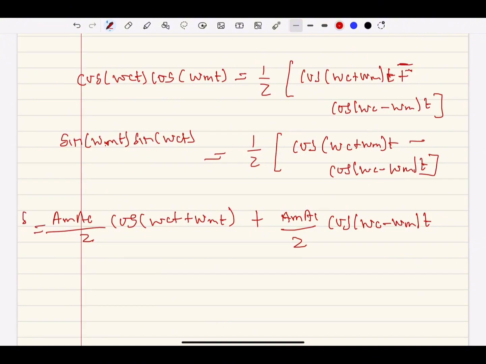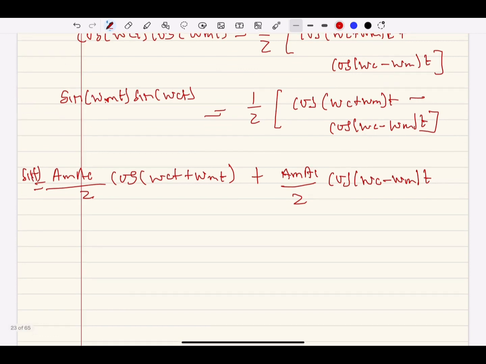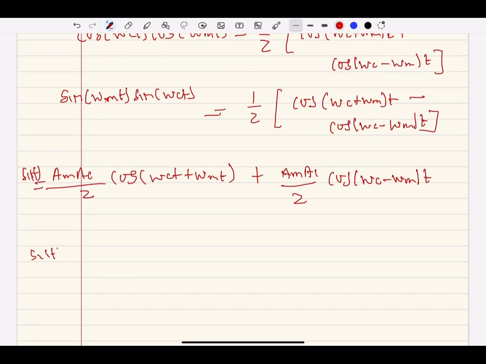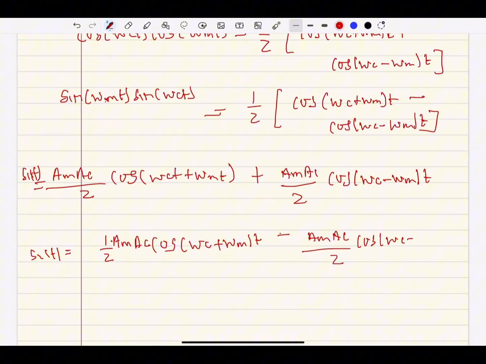This is my first output S1 of t from one of the modulators, and then my second modulator S2 of t is equal to 1 over 2 multiplied by Am AC cos (omega c plus omega m) t minus Am AC over 2 cos (omega c minus omega m) t.